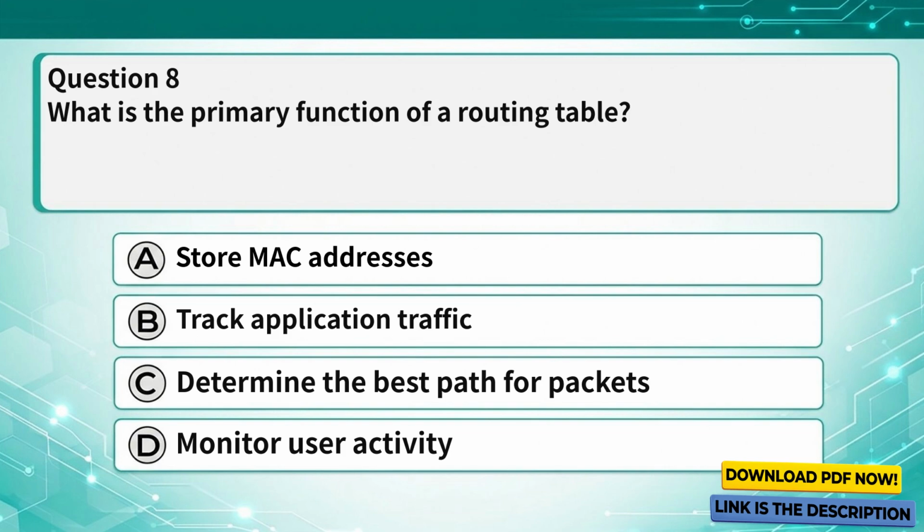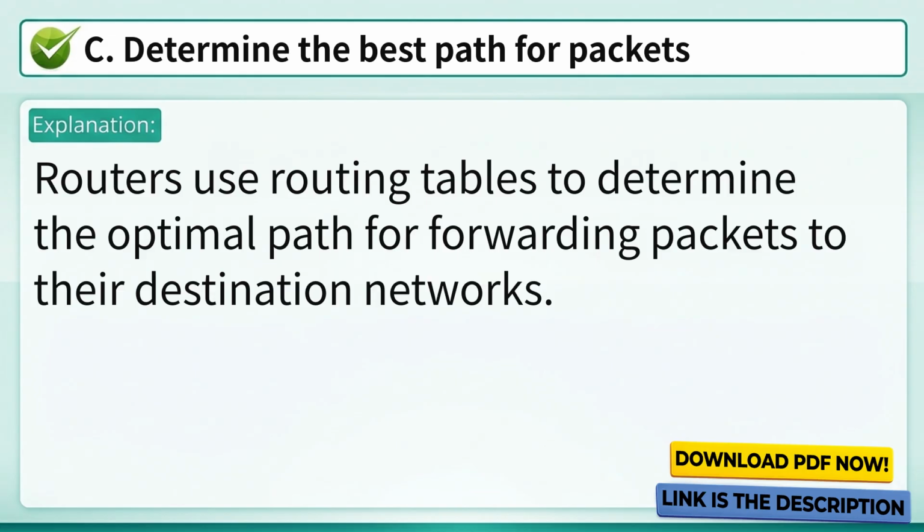Question 8. What is the primary function of a routing table? A. Store MAC addresses. B. Track application traffic. C. Determine the best path for packets. D. Monitor user activity. Correct answer, C. Determine the best path for packets. Explanation: Routers use routing tables to determine the optimal path for forwarding packets to their destination networks.